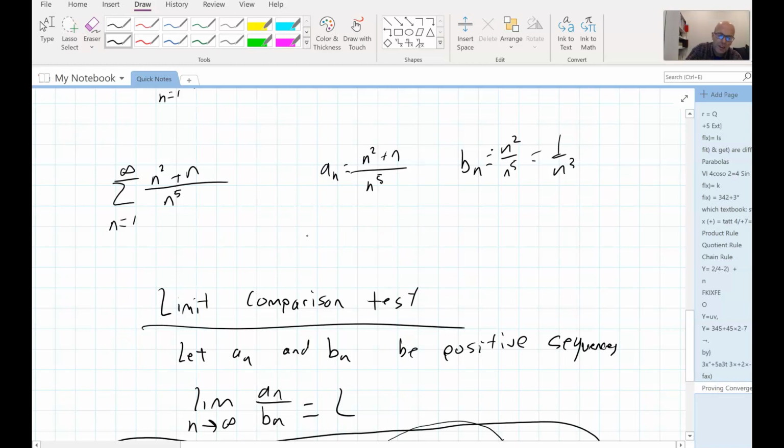So what we're going to do, instead of establishing a sub n being smaller than b sub n or anything like that, is just take the limit as n approaches infinity of a sub n over b sub n. And of course that would be equal to the limit as n approaches infinity, where a sub n would be n squared plus n.